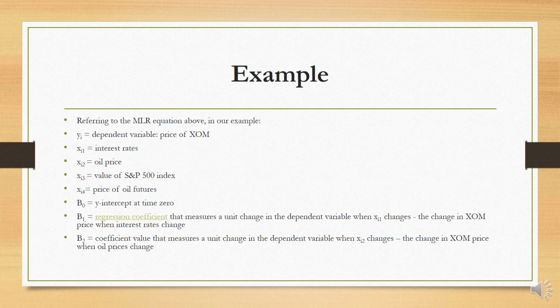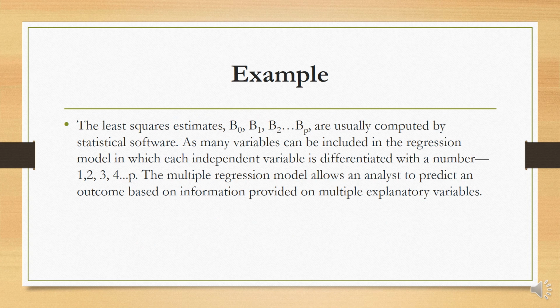Example, referring to the multiple linear regression equation above in our example, yi is the dependent variable, price of XOM, xi1 is interest rate, xi2 is oil price, xi3 is the value of the S&P 500 index, xi4 is the price of oil futures, where beta naught, beta 1, beta 2, beta 3, beta 4 and so on are all the coefficients and slope values. The least squares estimates beta 1, beta 2, beta 3 and so on are usually computed by statistical software like SPSS, eViews and Stata. As many variables can be included in the regression model, each independent variable is differentiated with a number 1, 2, 3, 4 and so on up to p or k.